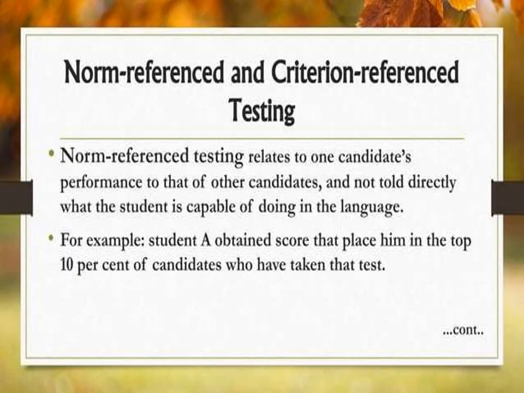They just show that, okay, these students are at the top of their class, but they don't necessarily tell us how good they actually are when it comes to actually using the language. That's what we call norm-referenced testing, testing to rank students from top to bottom.